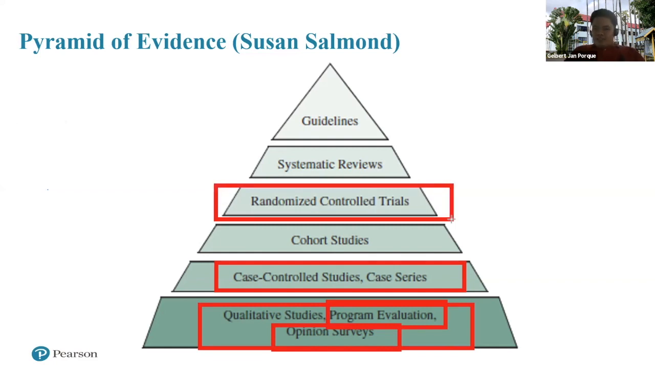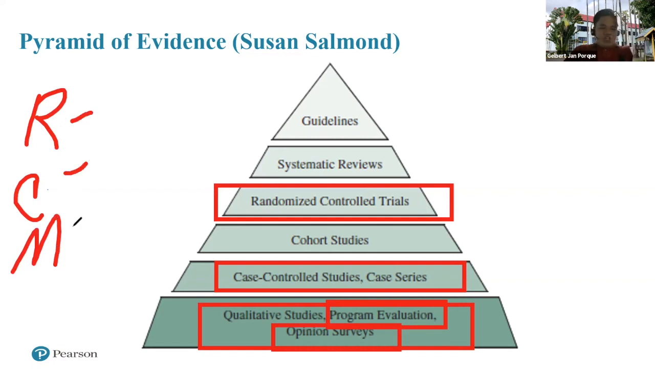Your randomized controlled trial is one of the examples or pillars of experimental research. When I talk about experimental research, as I mentioned earlier, there are 3 criteria: randomization, control, and manipulation. Now, systematic reviews.